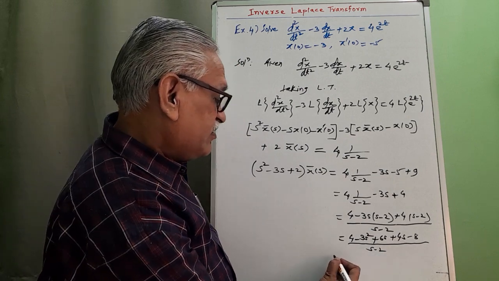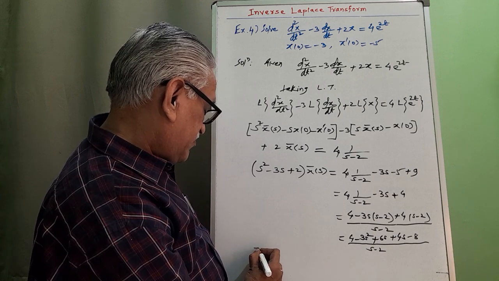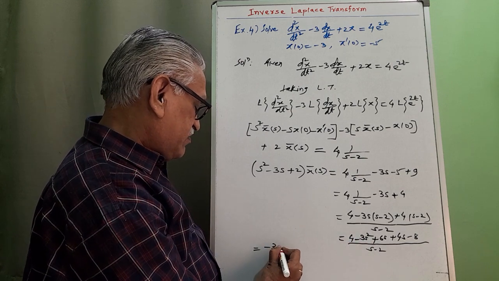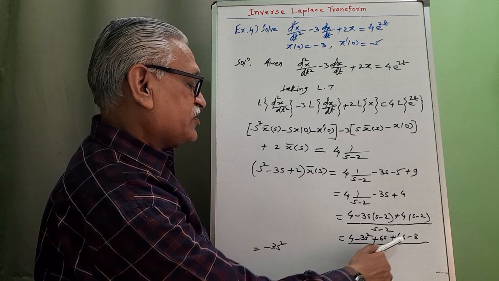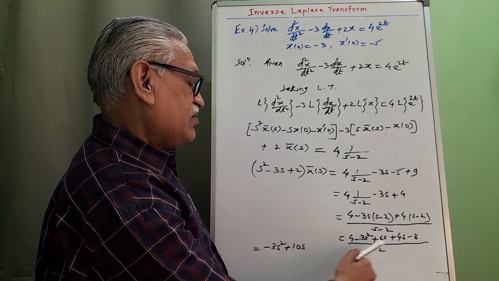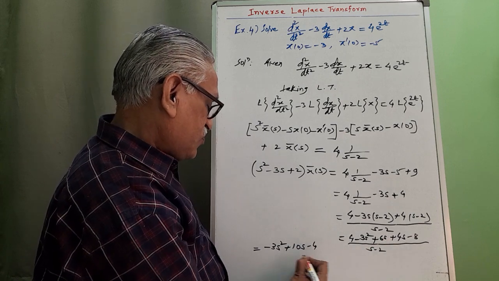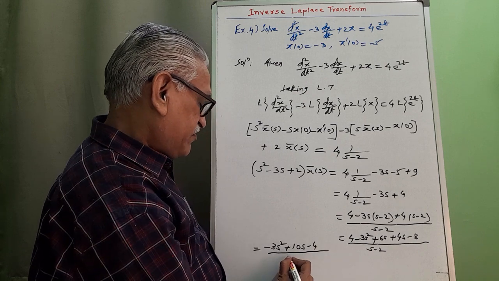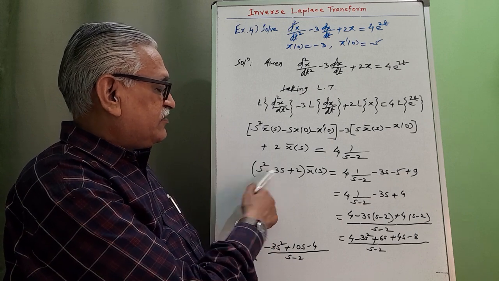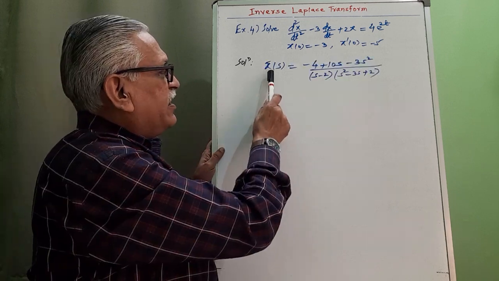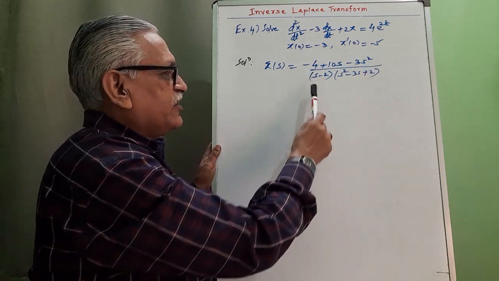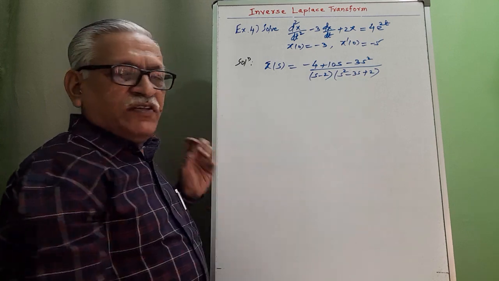We get this equal to minus 3s square, only one term of s square, 6s plus 4s we get 10s, 4 minus 8 we get minus 4, whole divided by s minus 2. Then dividing by this we get the value of x bar of s. X bar of s is equal to minus 4 plus 10s minus 3s square divided by s minus 2 into s square minus 3s plus 2.